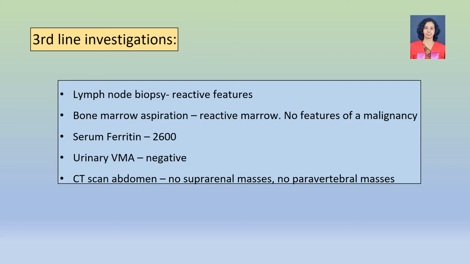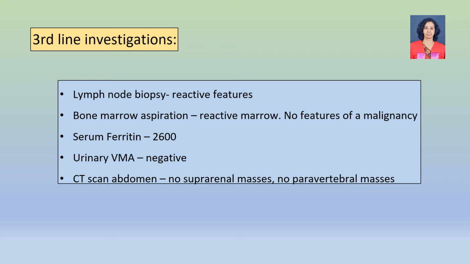Lymph node biopsy did not reveal any abnormal cells. They were reactive, right? And then the bone marrow aspiration is important, especially to rule out a neuroblastoma in this patient, which again was a reactive marrow with no features of a malignancy. So now basically we have ruled out the possibility of acute lymphoblastic leukemia and neuroblastoma.